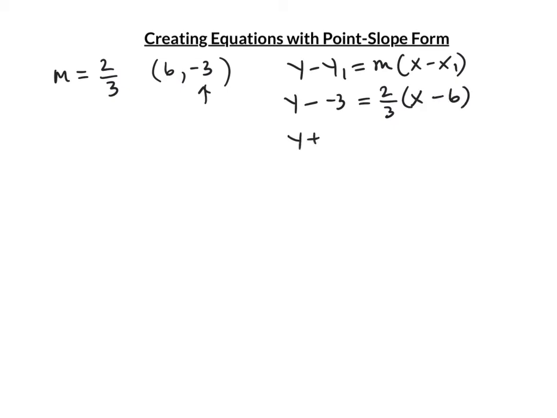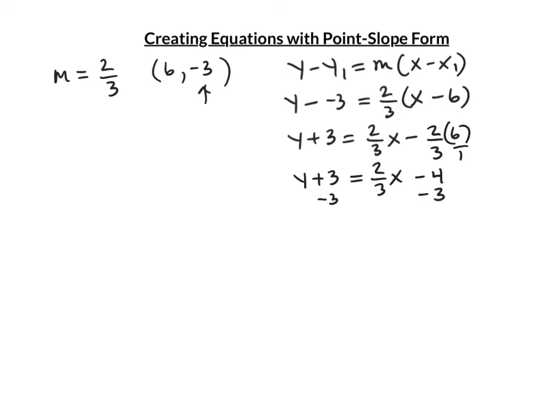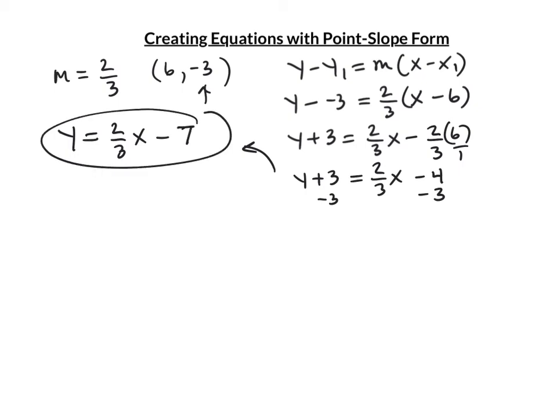That becomes y plus 3 equals, I'm going to distribute 2/3 times x and 2/3 times 6. Now 6 is over 1. Notice what this is. It's 2 times 6, which is 12, and 12 divided by 3, which is 4. So what I have is y plus 3 equals 2/3 x minus 4. 2 times 6 divided by 3 times 1. Last step to get the y by itself is to subtract 3. And our final answer is y equals 2/3 x minus 7. y equals 2/3 x minus 7 would go through the point 6, -3 and have a slope of 2/3.